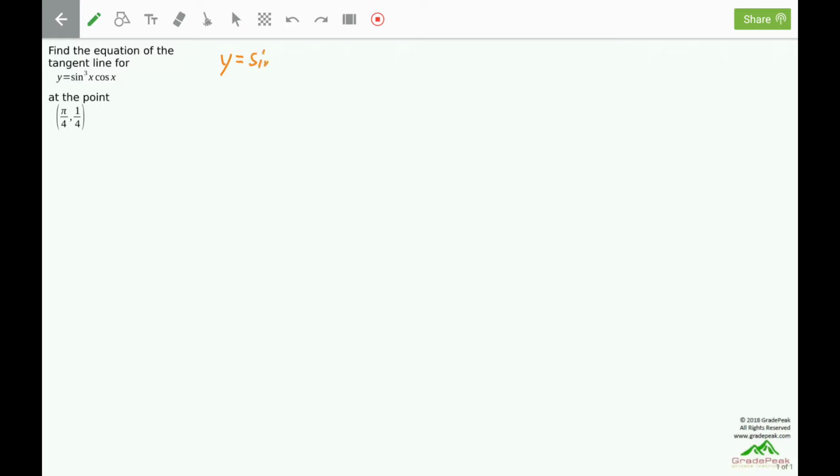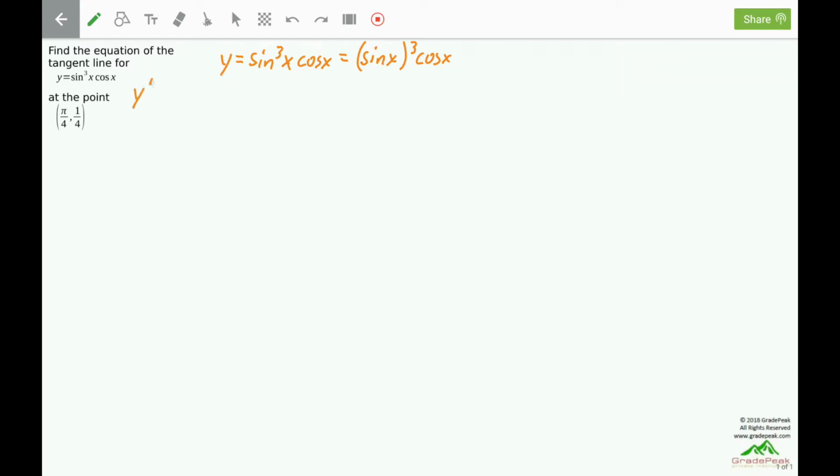Y equals sine cubed x times cosine x. We're therefore going to make use of the product rule, but before we do that, let's rewrite the sine cubed x as sine of x and then quantity cubed to remind us the order in which to take the derivative.